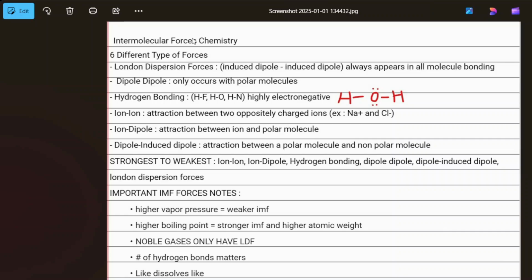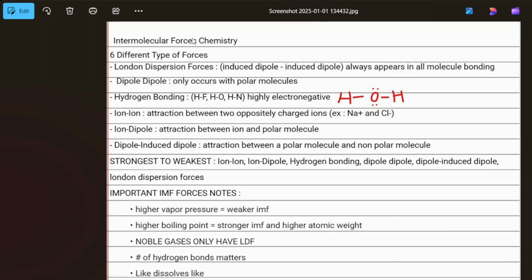Hydrogen bonding only occurs when a hydrogen is bonded to a fluorine, oxygen, or nitrogen atom. So if it was bonded to anything else, it would not be hydrogen bonding. And the reason for this is because these 3 elements are highly electronegative, which kind of provides for that strong bond. So I gave a little example of a water molecule, and that would be an example of hydrogen bonding.